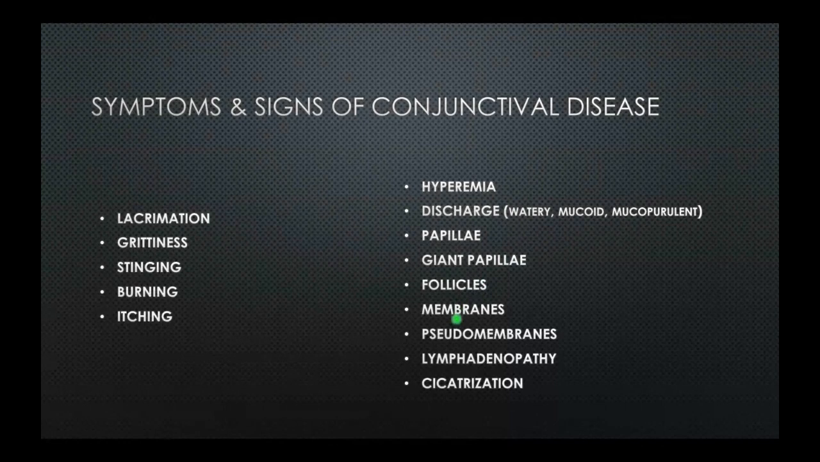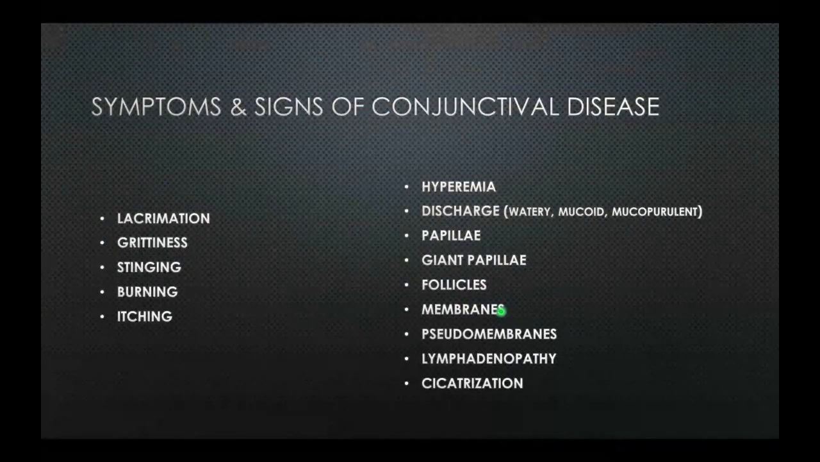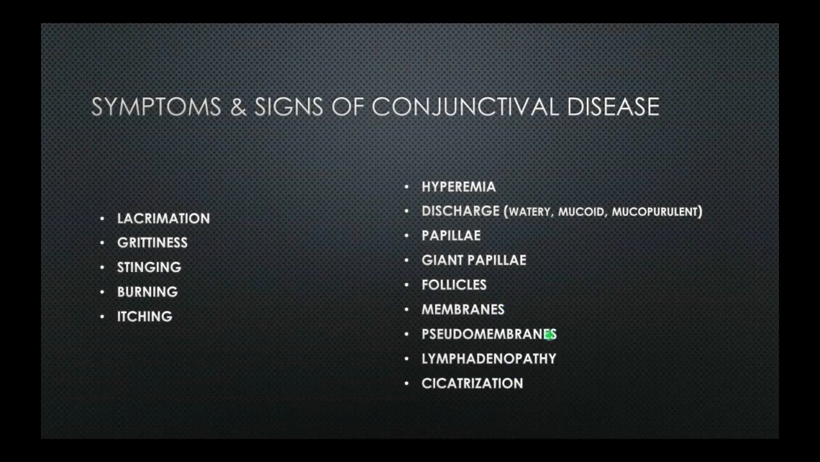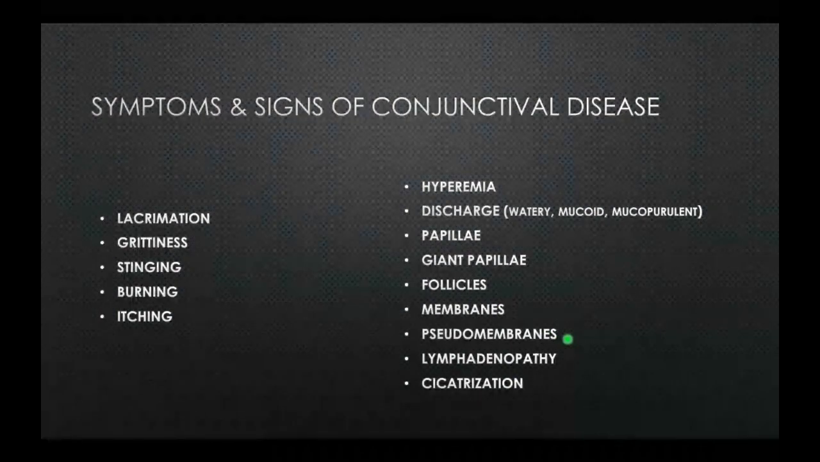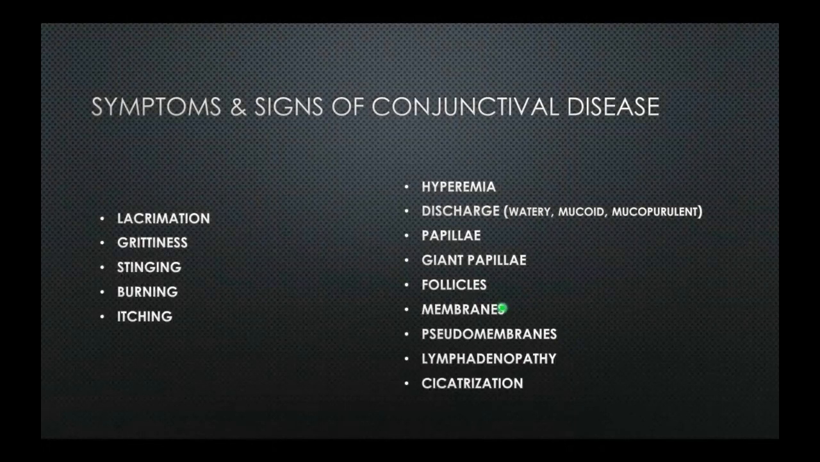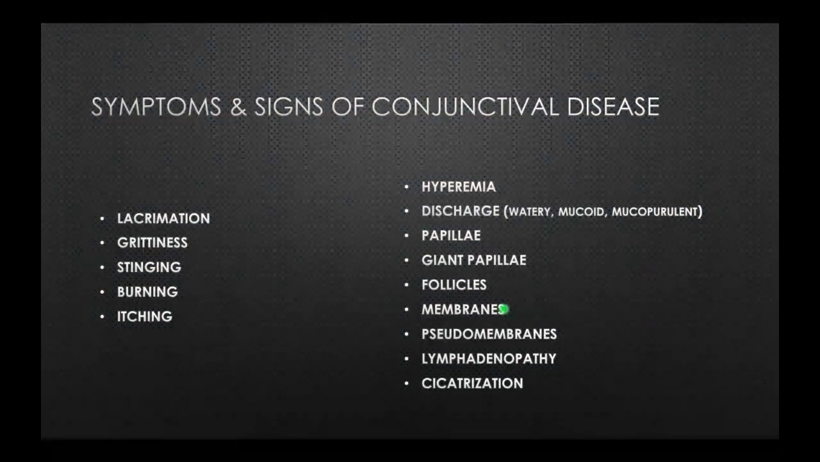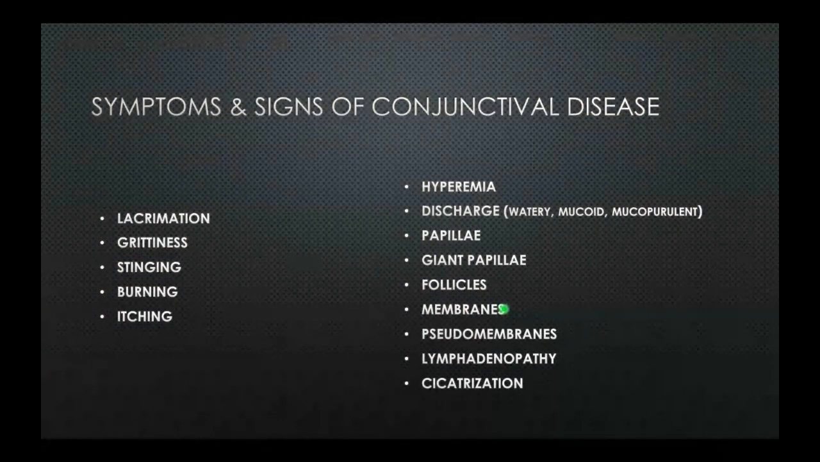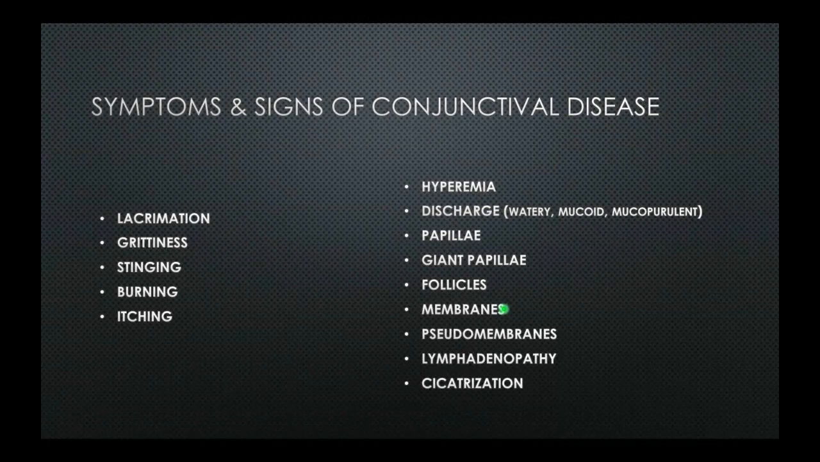So you can also have membranes when the patient has a conjunctival disease. These membranes can be true membranes, or they can be pseudomembranes. Now, how do you tell the difference? When it's a true membrane, it's very adherent to the underlying tissue. So if you see a membrane and you try to pull it off, and it's a true membrane, you'll see bleeding along with you pulling off the membrane. But if it's a pseudomembrane, it's not very adherent, and once you pull it off, it's just going to come off easily without any bleeding of the conjunctival vessels behind it.